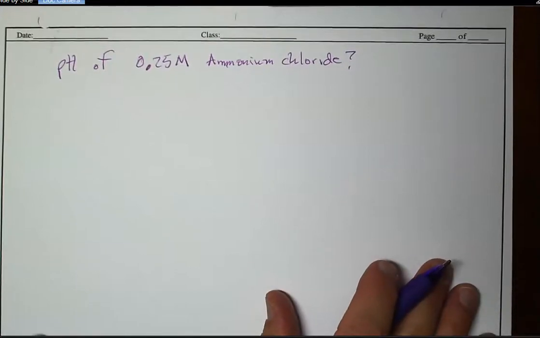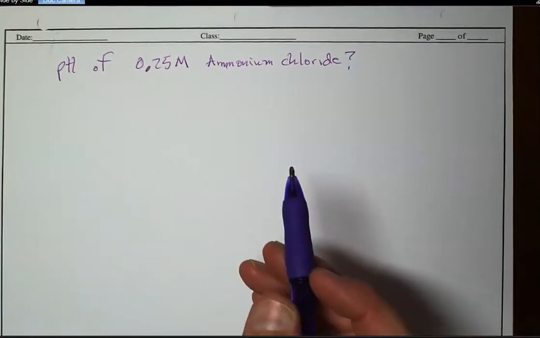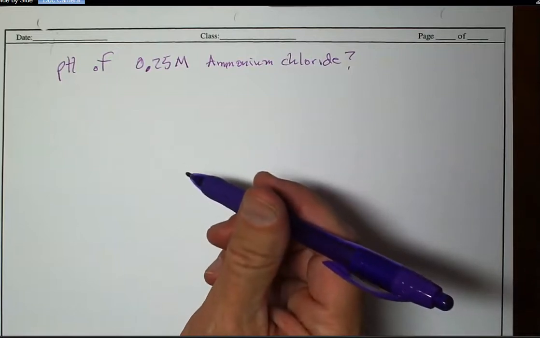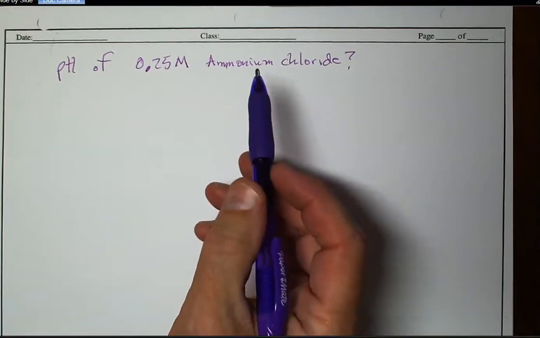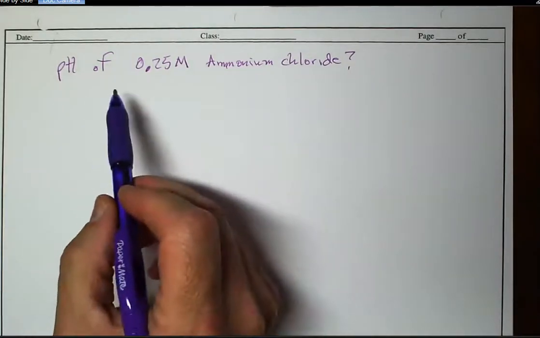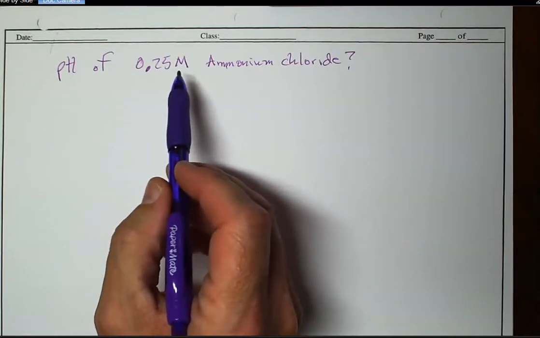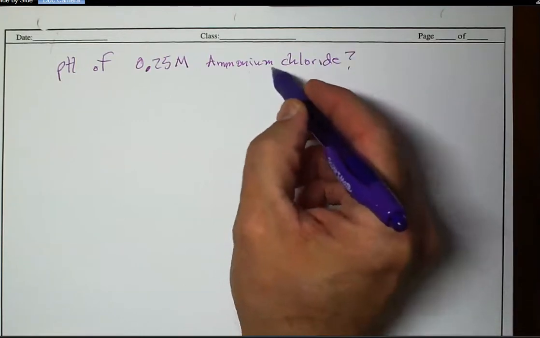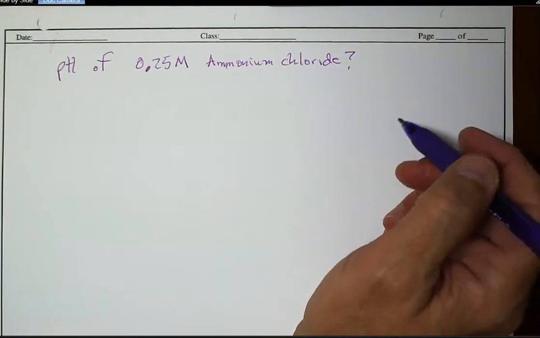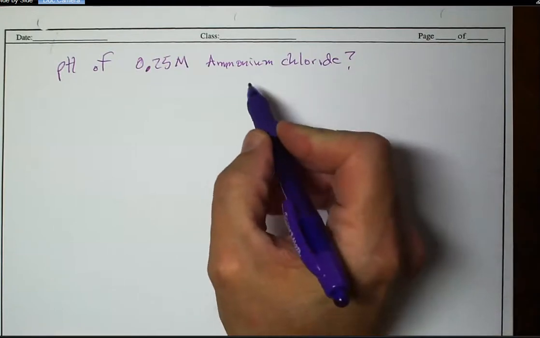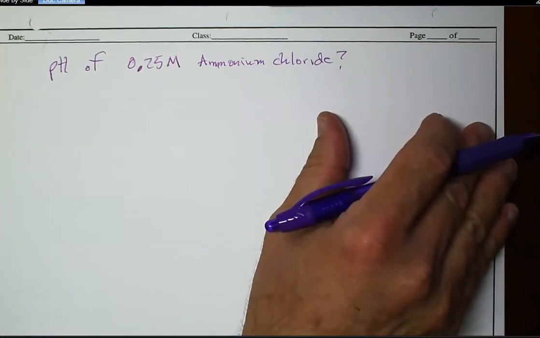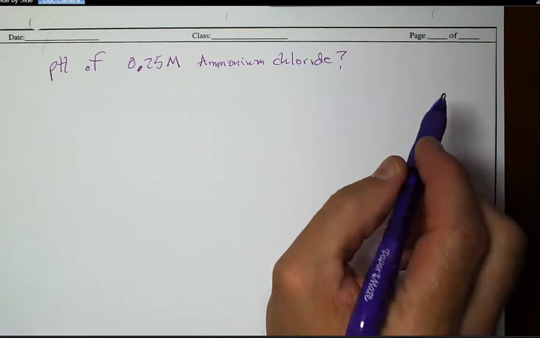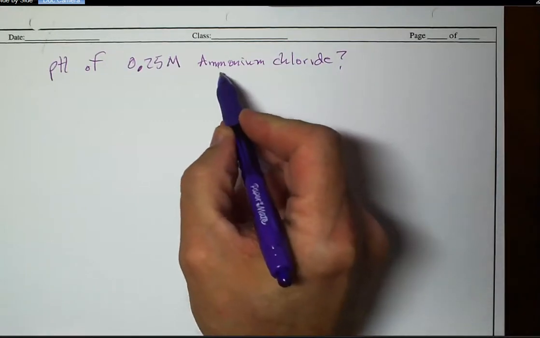Okay, so here's a problem. This one is not in your book, so it makes a good example that you wouldn't see otherwise. It asks for the pH of a 0.25 molar ammonium chloride solution. So for starters, you need to know what ammonium chloride is. And I always harp on the polyatomic ions and how important it is that you just know them.